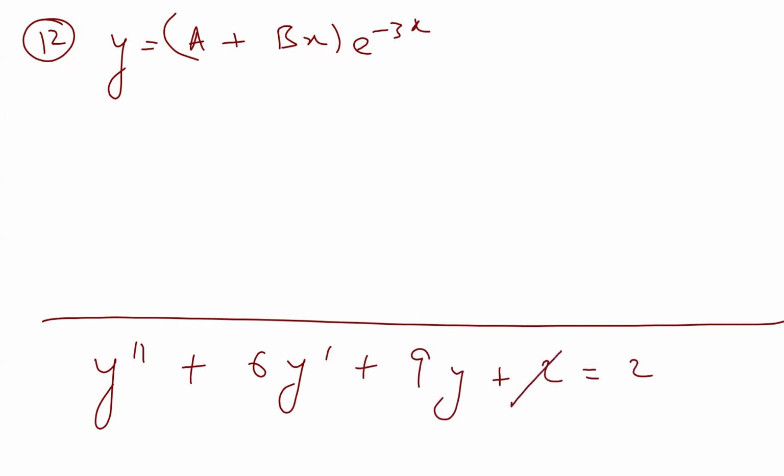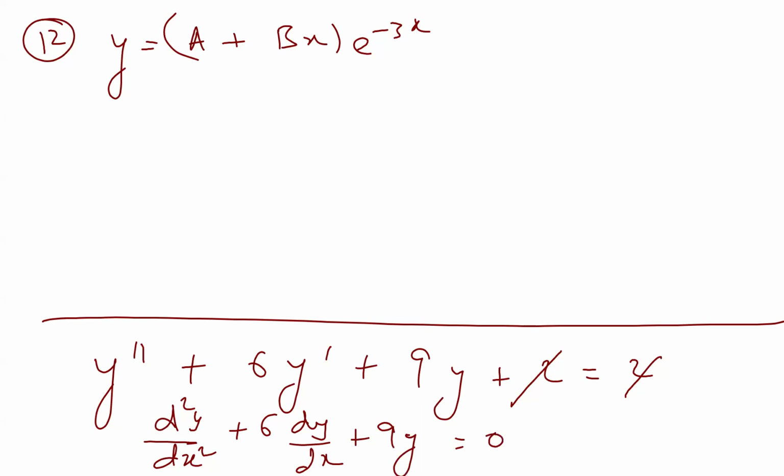So ideally this 2 and 2 will get cancelled. So eventually what we are supposed to prove? y double dash plus y dash. Instead of writing y double dash, I'll just write d square y by dx square. That's the second order derivative. Plus 6 dy by dx plus 9y equal to 0.